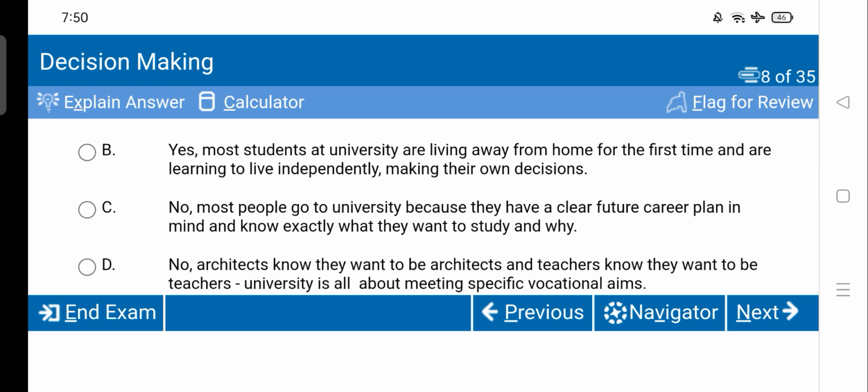Option C, no, most people go to university because they have a clear future career plan in mind and know exactly what they want to study and why. Option D, no, architects know they want to be architects and teachers know they want to be teachers. University is all about meeting specific vocational aims.